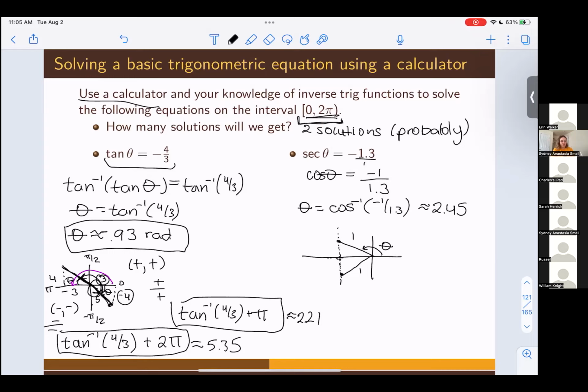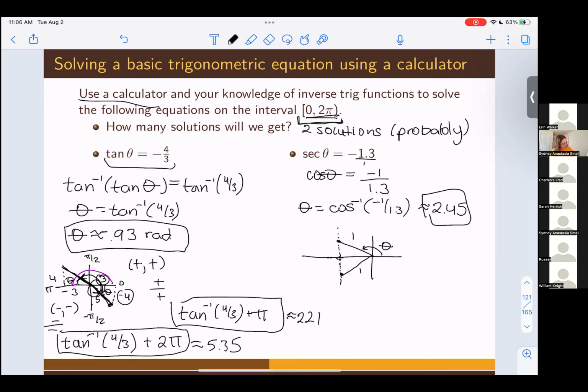How do we get that theta? Well, we know that 2.45 is going to be one of our solutions because it is from 0 to 2 pi. It works out nicely. We didn't have to manipulate it twice like we did over here for tangent. We're only going to have to manipulate it once because the inverse cosine function gave us one of our solutions, which is nice.